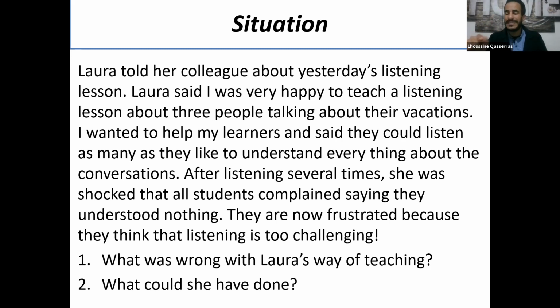It's your job as a teacher. You start with the pre-listening activities. You prepare, you motivate, you engage learners, and as Emma said, you pre-teach some vocab that break communication. So look here, they could listen as many times as they like to understand everything. No, we don't want our learners to understand everything, but we want them, number one, to see the main idea. Number two, specific ideas. So this is the problem with Laura. She didn't know how to exploit the listening sub skills.